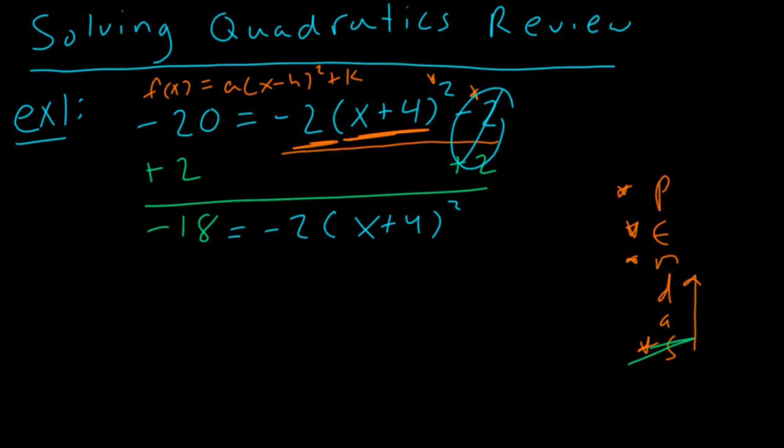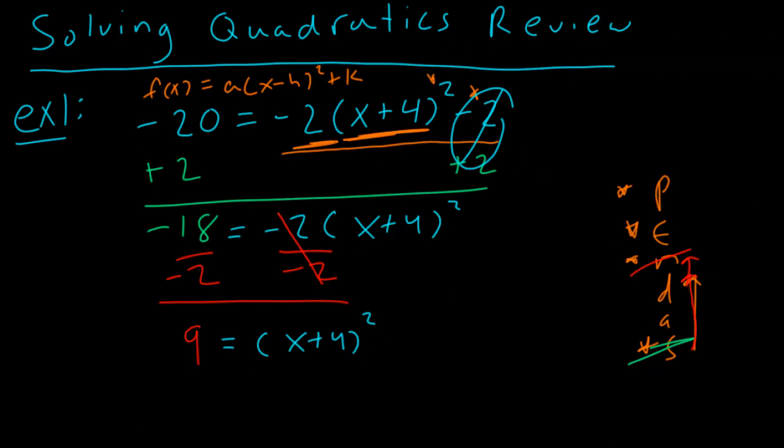Now from here, let's use a different color. Let's use this nice red. We're working our way up, and the next thing we want to get up to is the multiplication. Remember, we get rid of multiplication by doing the opposite. We're going to divide. So we'll divide both sides by negative 2. Now that cancels out. And a negative divided by negative is a positive. 18 divided by 2 is 9. Okay, so now we have 9 is equal to the parentheses x plus 4 squared.